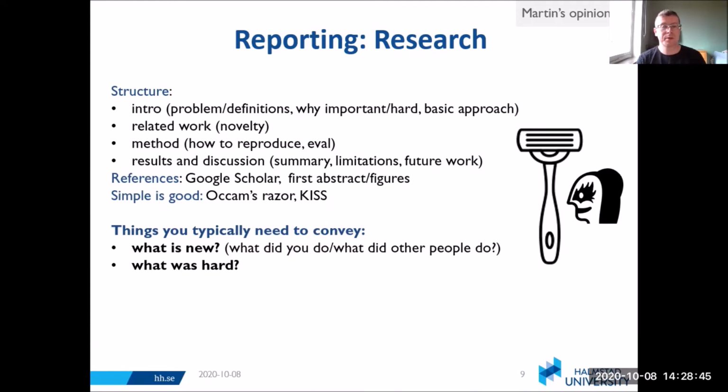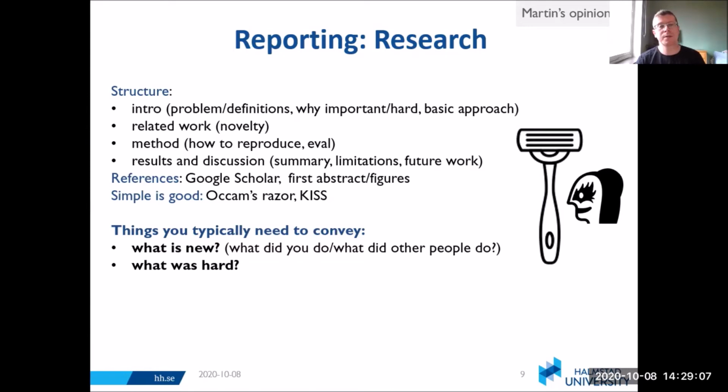For references, when you're reading papers about some topic, I recommend just first reading the abstract and looking at the figures instead of getting absorbed into low-level details and lots of complicated math formulas. Try to understand the basic idea, and then if it's interesting, go on. Simple can be pretty good in research.